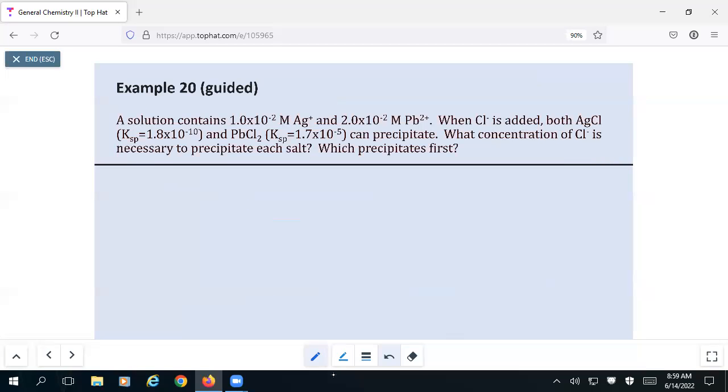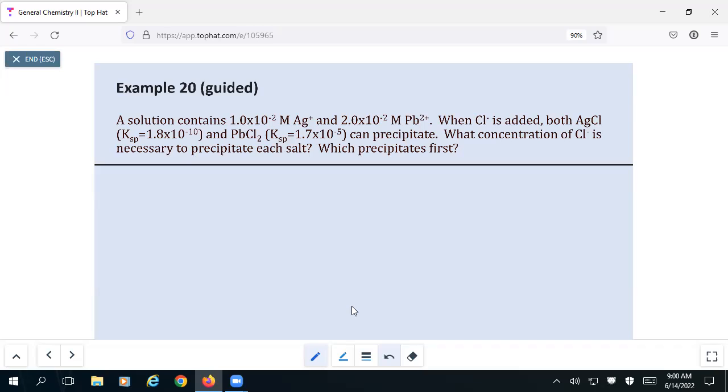All right, last example. A solution contains 1 times 10 to the negative second molar silver, 2 times 10 to the negative second molar lead(II). When chloride is added, both silver chloride and lead(II) chloride can precipitate. What concentration of chloride is necessary to precipitate each salt? Which one precipitates first?